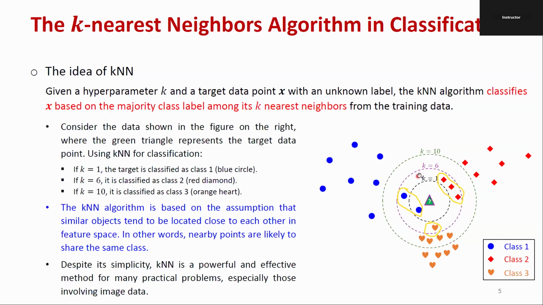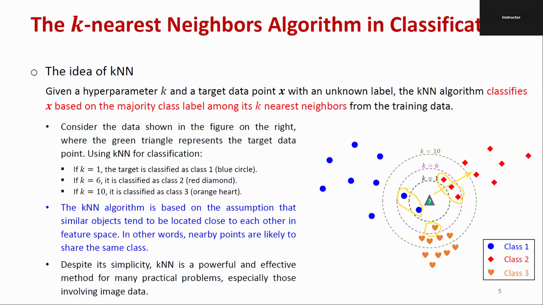So when K equals 6, I have 6 nearest training data points from my target data. Then see what the majority is. Among these 6 data points, one of them is from class 3, 2 of them are from class 1, and 3 of them are from class 2. So what is the majority? Clearly 3 of them. And hence, if K equals 6, I'm going to classify this target data to this red group, which is class number 2.